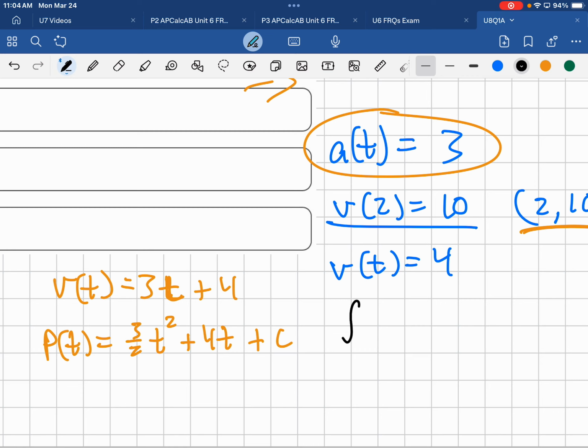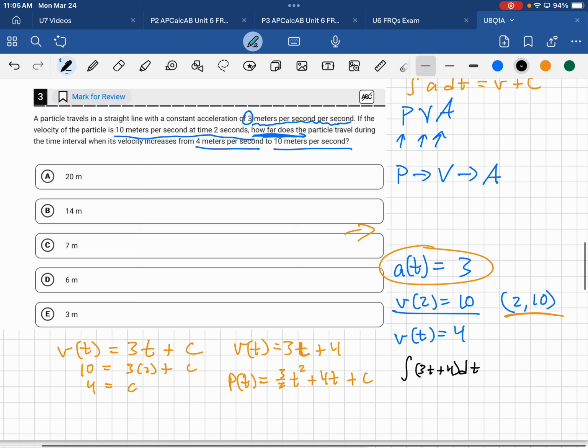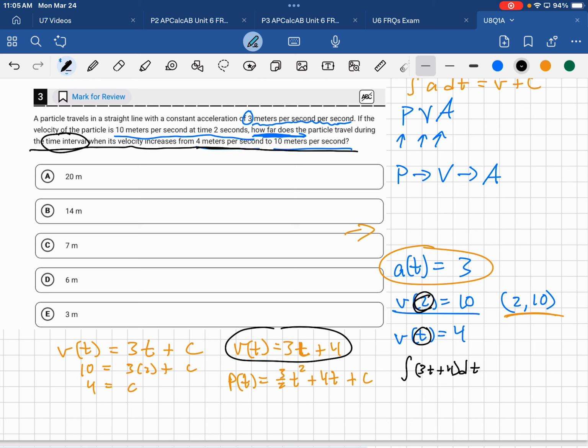So if I was doing the antiderivative of velocity, there's your velocity, right? Everybody's cool. What are the two t's that we are using? Because it says right here, the time interval when its velocity decreases from 10 meters per second to 4 meters per second. Well, I know the time for 10. Do I know the time for 4? Oh, but can I find it? Yes, I can. I can go back to this guy and plug 4 in for the velocity to find my t.